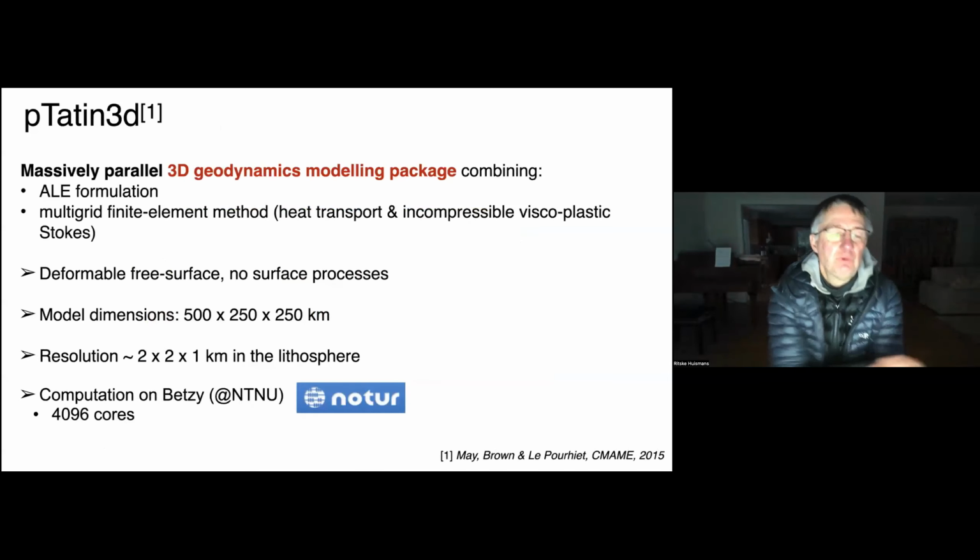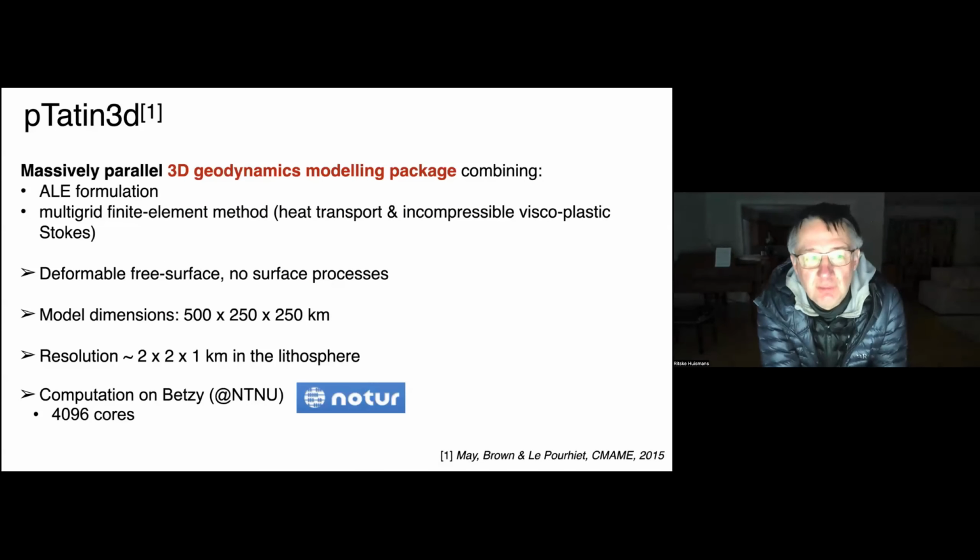So in the last couple of years, we've spent a lot of time working with Dave May and with the 3D CFD code pTatin3D, which is massively parallel. The essential elements are that it has an ALE formulation, uses multigrid, and has a free surface. At the time, this is actually an older slide, we didn't have any surface processes, but we have now coupled pTatin3D to FastScape, which is a landscape evolution model developed by Jean Braun.